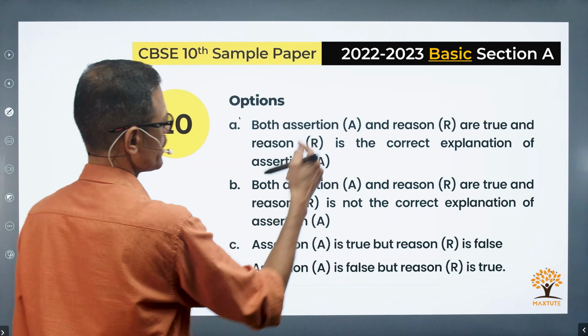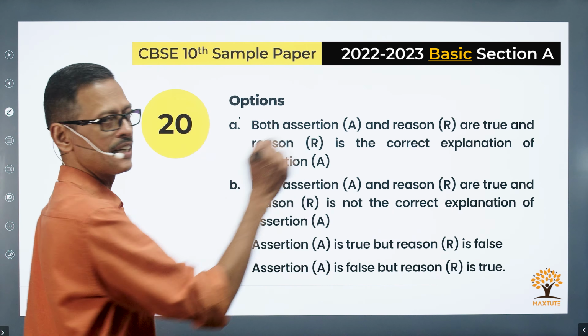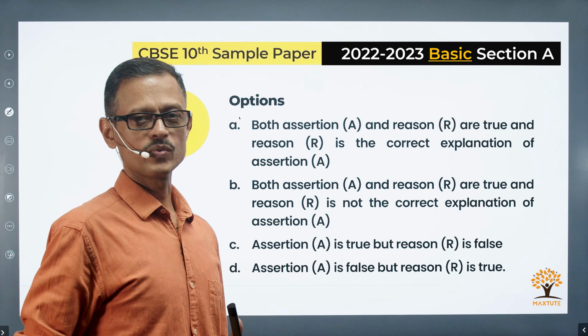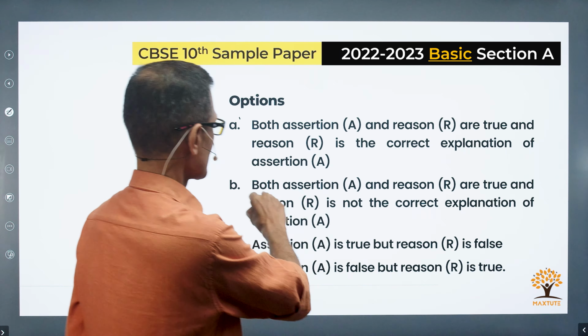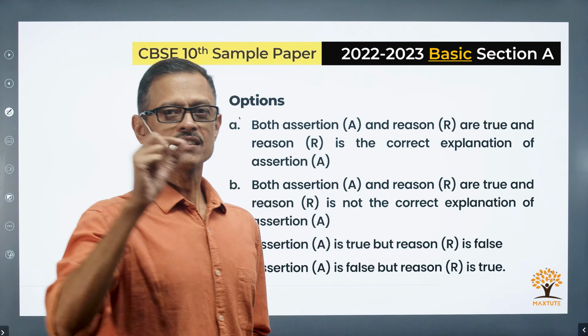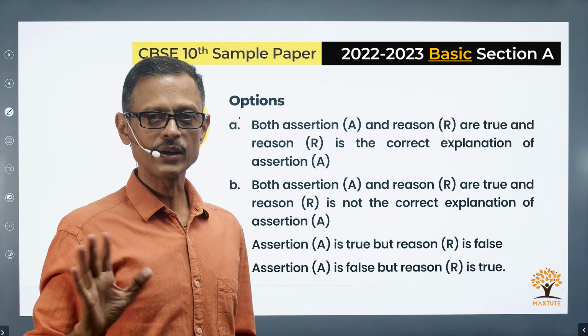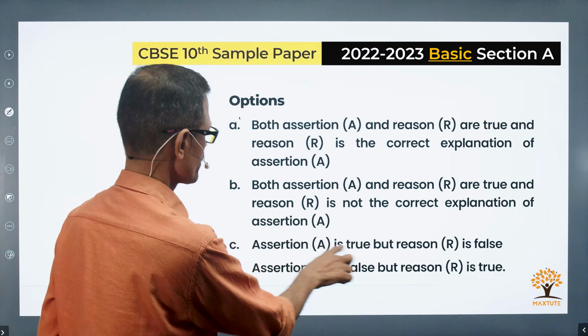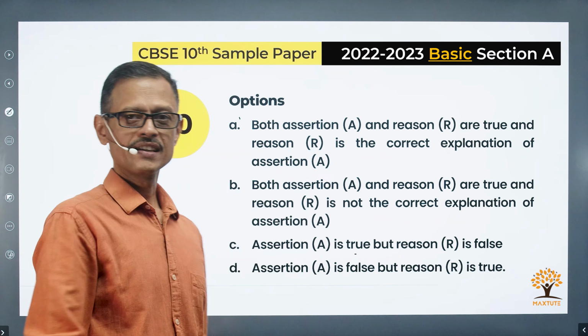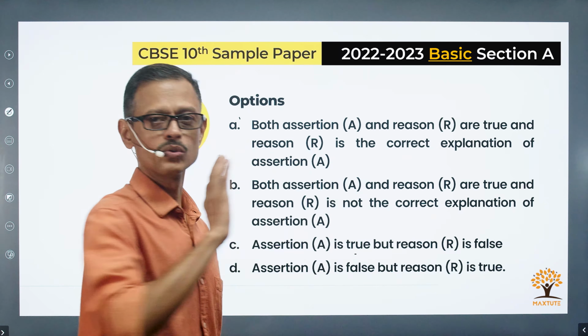Answer option is A, if assertion and reason are true, and the given reason is the explanation why the assertion is working, then go with A. Assertion and reason are true, but this is not the reason for the assertion holding good, then go with B. Assertion is true, reason is false, go with C. Assertion is false, reason is true, go with D.